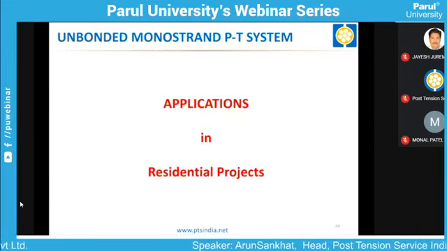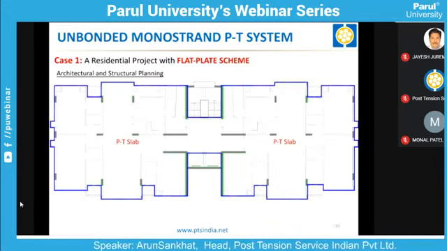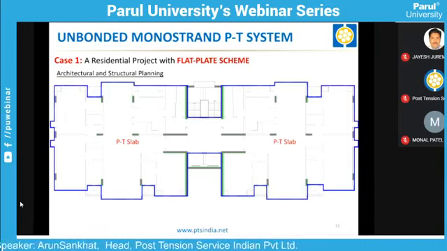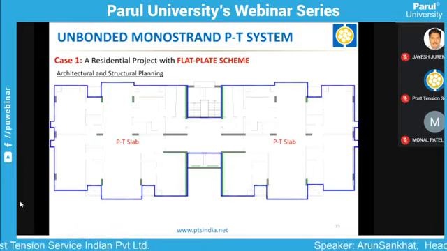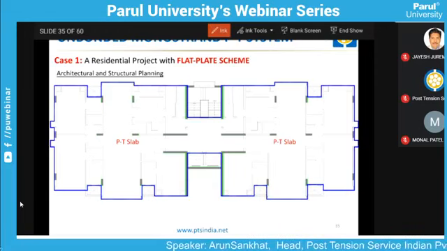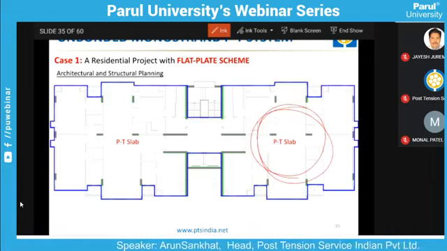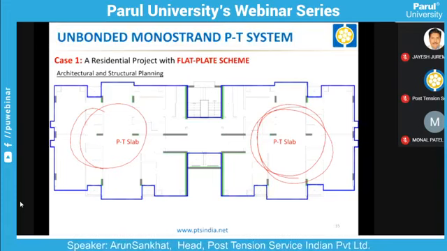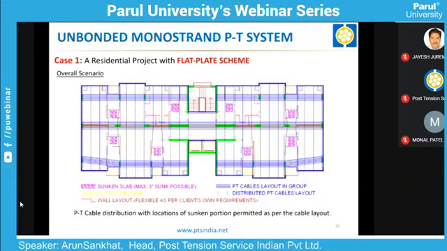Now let's discuss the applications in residential projects. This is a flat plate scheme, wherein you have a slab and directly the support. There may not be intermediate beams from column to slab. Beams can be there at the perimeter or certain locations, but there could be an area where there is no beam. Here or here there is no beam. So this is known as a flat plate scheme. This is the schematic laying of the cable in a flat plate scheme.